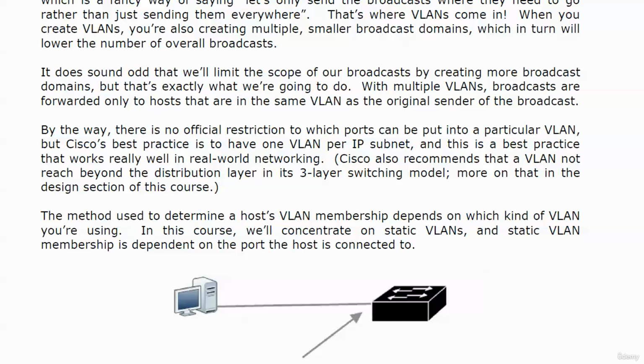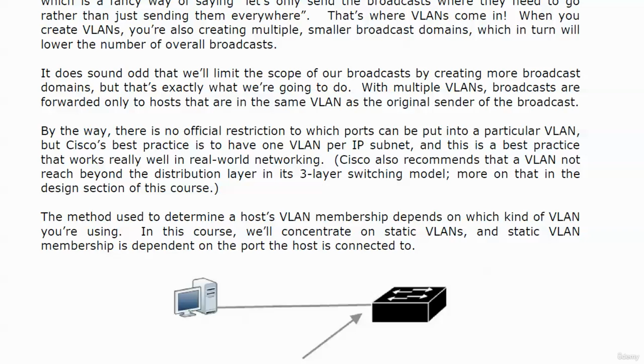Now, Cisco also recommends that a VLAN not reach beyond the distribution layer in its three-layer switching model. You saw that in your CCNA studies. You had the access layer outside, which is the layer closest to the end users. Then you had your distribution layer, then the core layer. We're going to go over that switching model and design, which is why we're not really going into huge detail now. But I just want to mention that we want to keep everything off that core layer that we can. So this is part of that. Cisco recommends a VLAN not reach beyond the distribution layer in its three-layer switching model. We will go over that in the design section of this course.